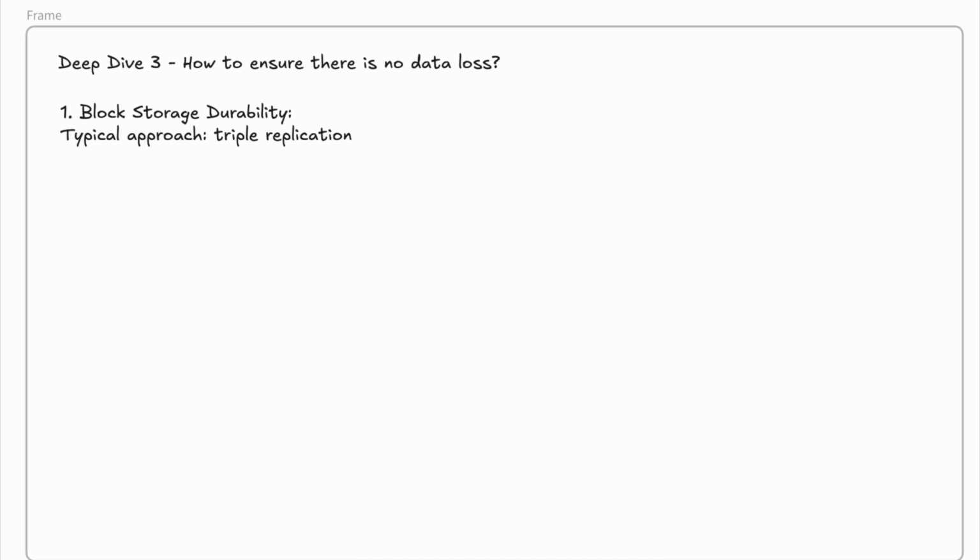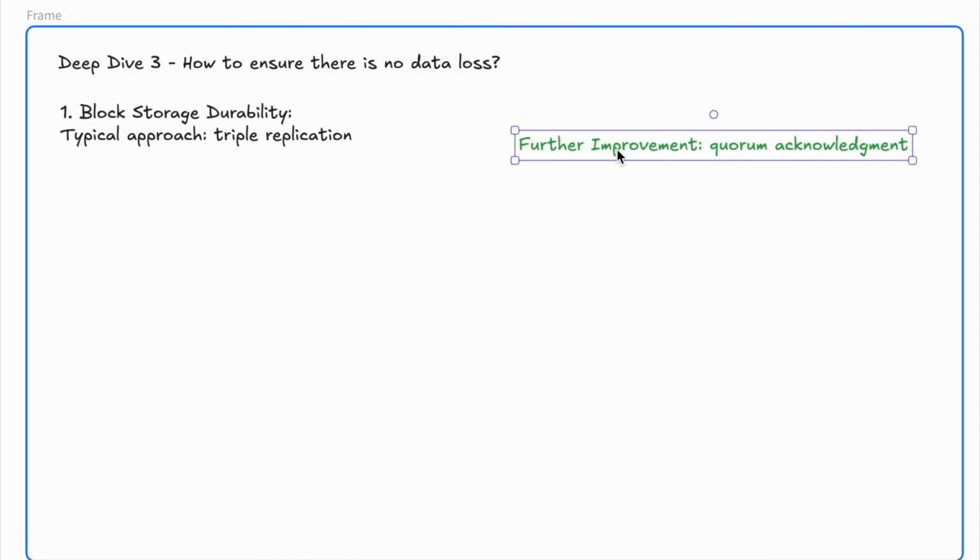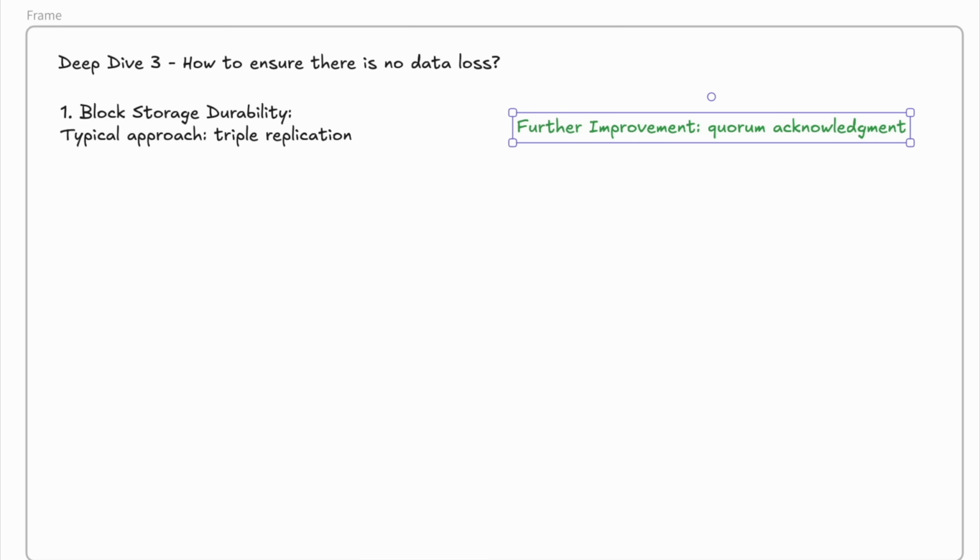A typical approach is triple replication. Each block is stored on 3 separate nodes, but replication alone isn't enough. The key question is, when do we consider a block durable? Our answer: quorum acknowledgement. We require at least 2 out of 3 replicas to confirm the block was safely written. This protects us against a single node failure while avoiding the latency penalty of waiting on the slowest node.